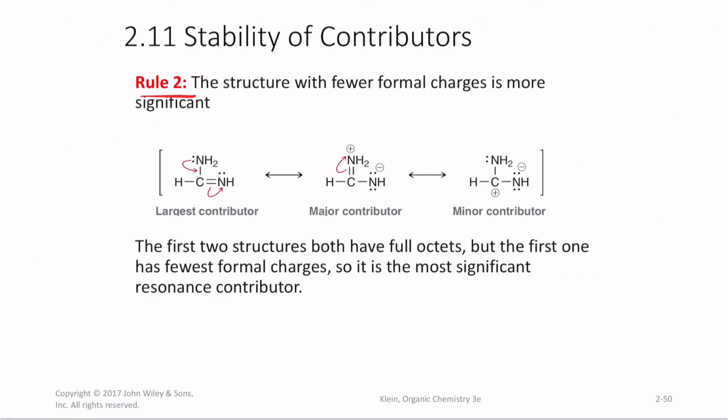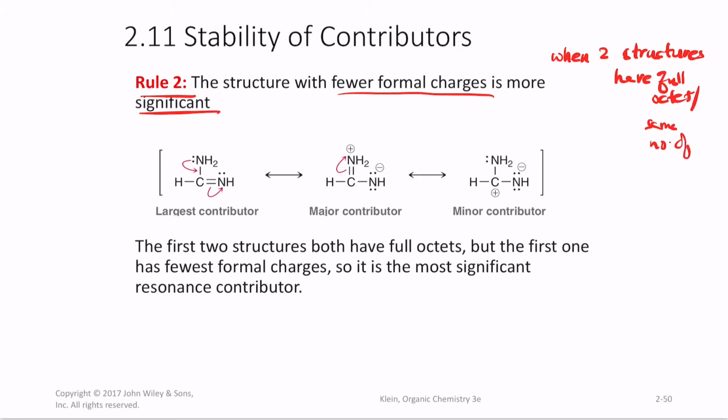Next, rule 2. Rule 2 states that the structure with fewer formal charges is more significant. This comes in when two structures have a full octet, or the same number of octets. For example, look at it here. Carbon here has a full octet, nitrogen has a full octet, nitrogen here also has a full octet, and again nitrogen here has a full octet, and carbon here has a full octet, nitrogen again has a full octet.